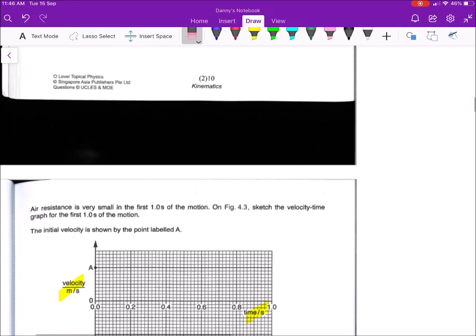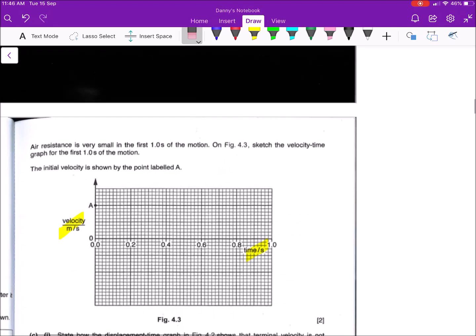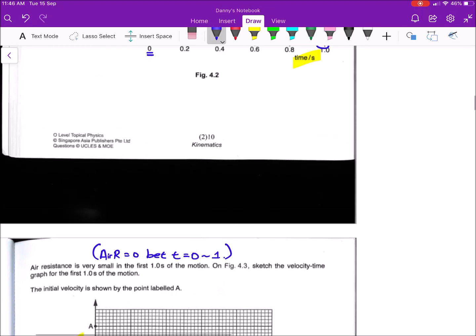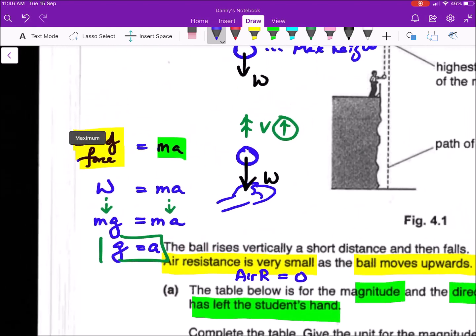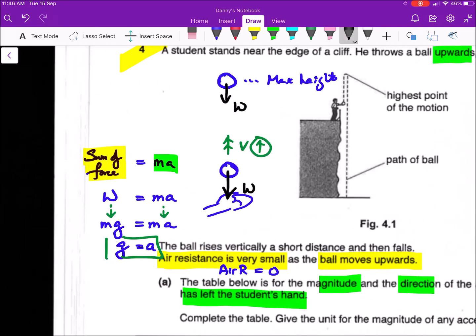Let's look at the questions. Now they are saying that air resistance is very small. So down here they are just trying to say that your air resistance can be equal to 0 between t equals 0 to 1. And we already proved that when your air resistance is 0, that's why you don't see the air resistance component. Your air resistance is actually equal to 0, so you only have the weight.